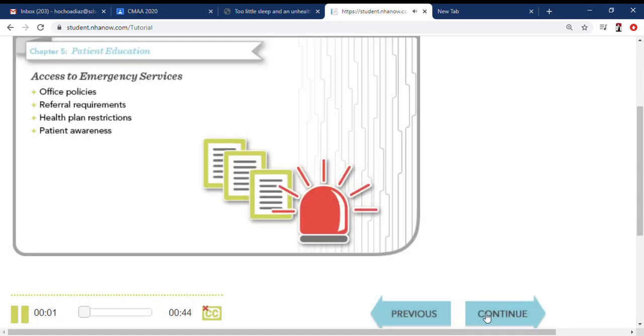Access to emergency services. Check your office's policies about emergency treatment. There may be some referral requirements, or the patient's health plan may have restrictions. Make sure the patient is aware of the procedures in place for emergency services.